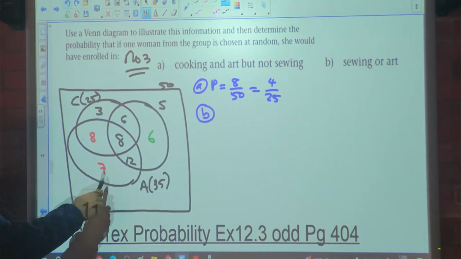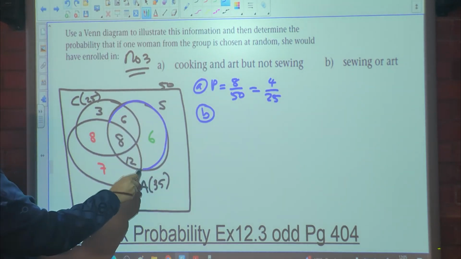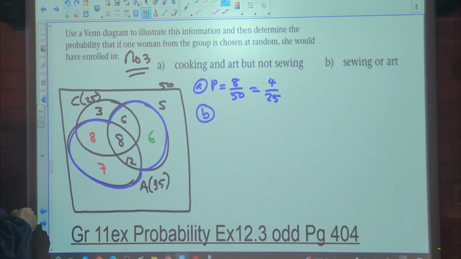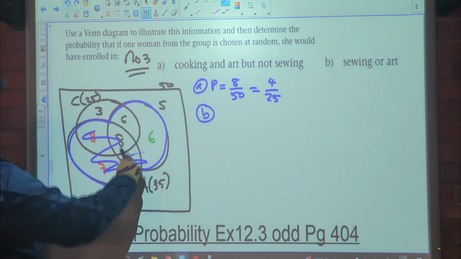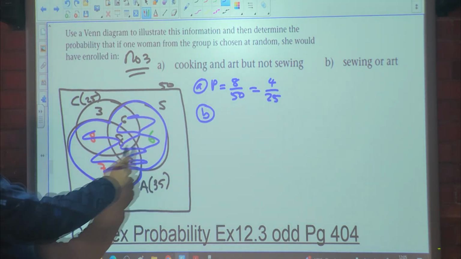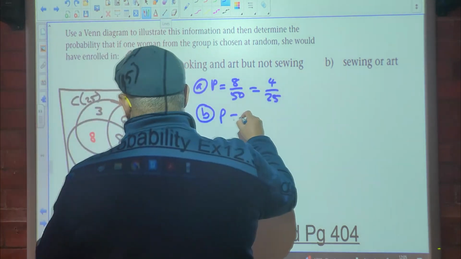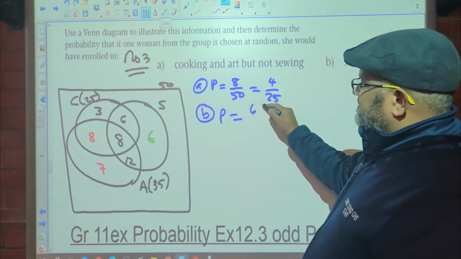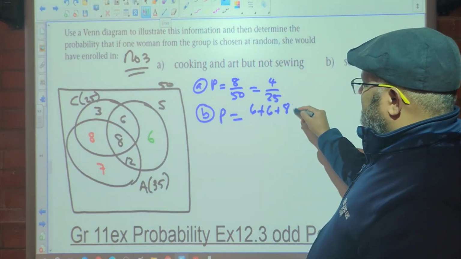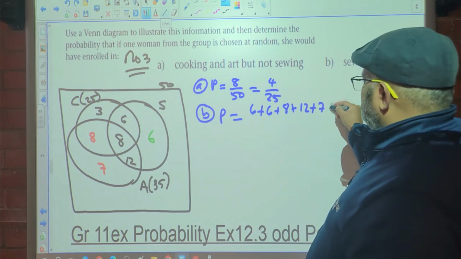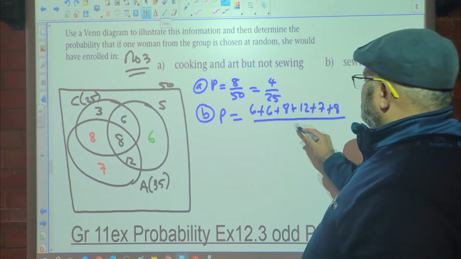Sewing or art. Or means union. You see that, people? So it's all of this here. Okay? So it's going to simply be the probability is equal to 6 plus 6 plus 8 plus 12 plus 7 plus 8. And this all over 50.